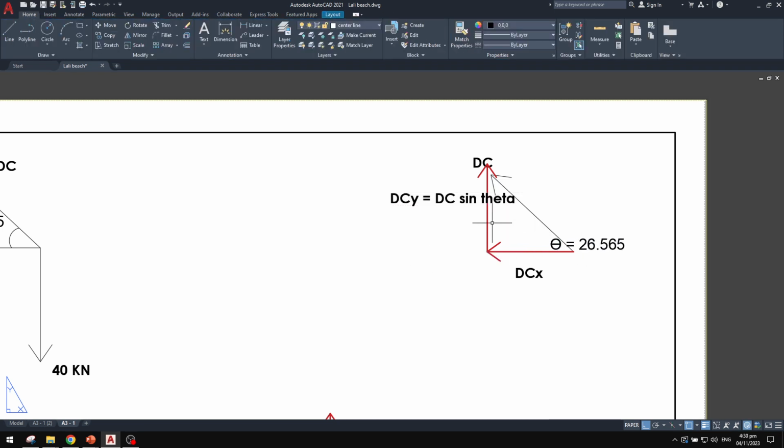Okay? Nakita ninyo? Opposite over hypotenuse. Kung opposite gani, sine ang gamiton. So that is DC sine theta. Kung multiply gani ka sine sa DC, depende sa value, that will result into its component.